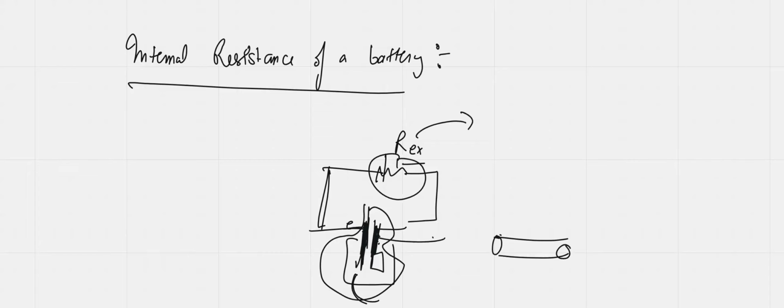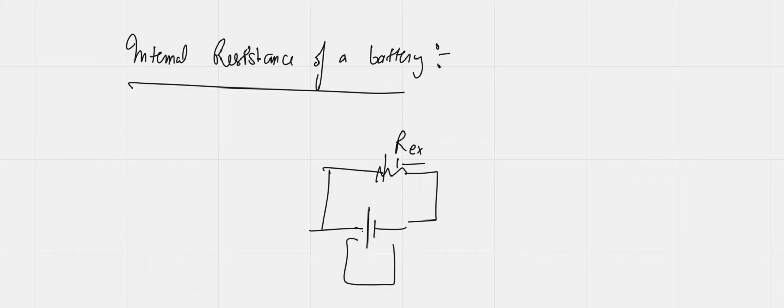Okay, it has some area. So I can say that because this is a conductor, this is a solution, it will also have some resistance to the flow of electrons, right? If there is no resistance, the electrons will flow very rapidly. But this does not happen. Always, at least minimum resistance will always be there. So every battery consists of some internal resistance.